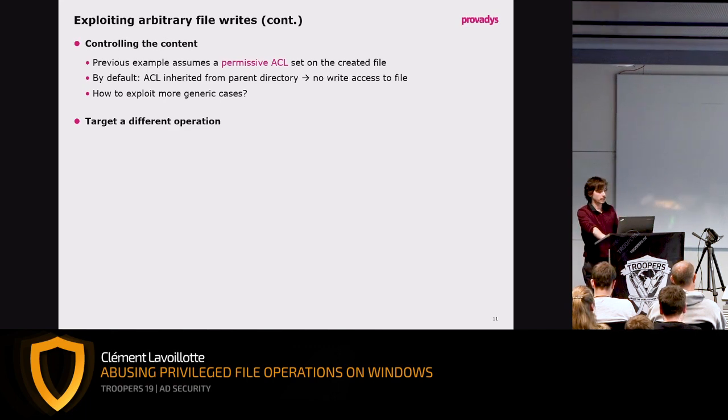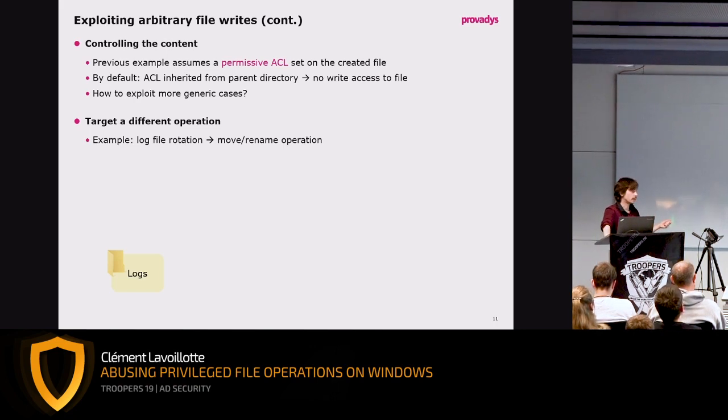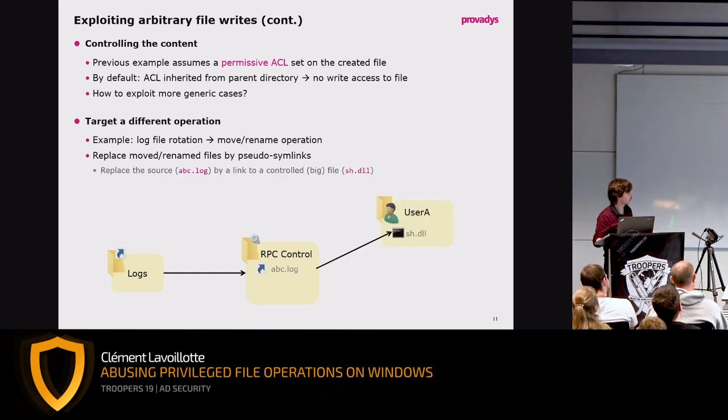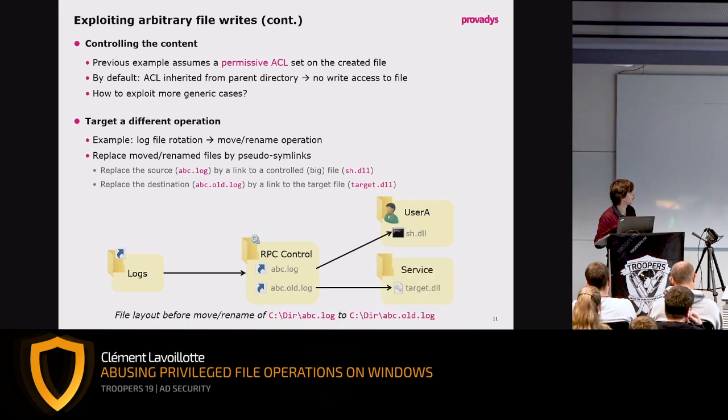So what we can do is target different operations. So staying with our log file example, we can target the log file rotation. Maybe the product has a rotation feature that we can abuse. It will, for instance, rename the log file. Let's say it's abc.log. It will rename it to abc.all.log, for instance. And we can target this operation by replacing the source and destination, so we replace the source by a link to our payload and replace the destination by a link to the file we want to create.